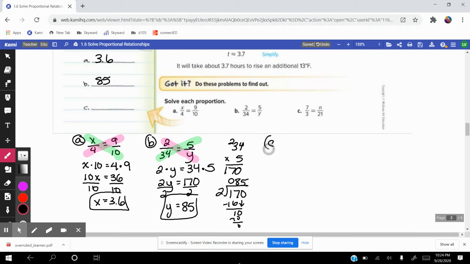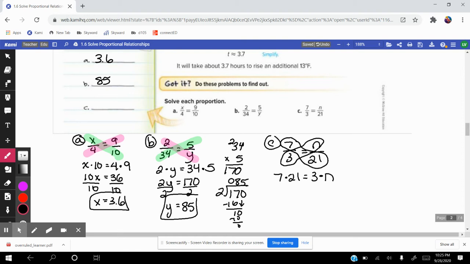All right, letter C. 7/3 equals n divided by 21. I'm going to show you guys another way, instead of using a highlighter, of showing cross multiplying. 7 times 21, and then 3 times n. So 7 times 21 equals 3 times n. The reason for showing that is so that way you can see how I'm doing the cross products.